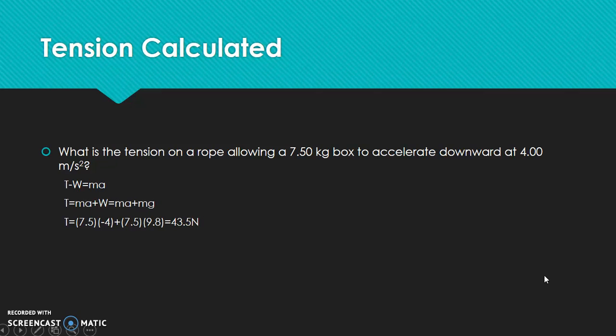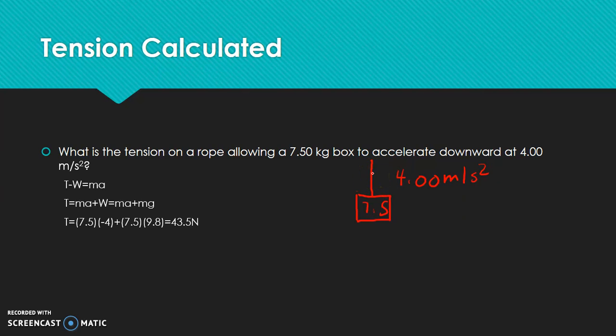Alright, this is the most missed question over tension, and it was asking you to calculate that tension out of it. So it says, what is the tension on a rope allowing a 7.5 kilogram box to accelerate downward at 4.00 meters per second squared? So again, let's draw a diagram here. We have the box that is 7.5 kilograms, and we have the tension on a wire to accelerate downwards at 4.00 meters per second squared.